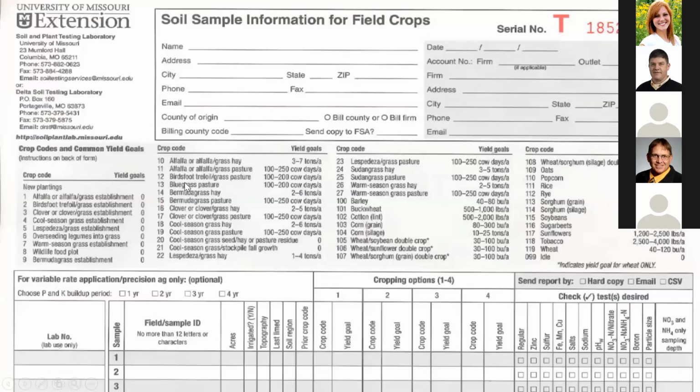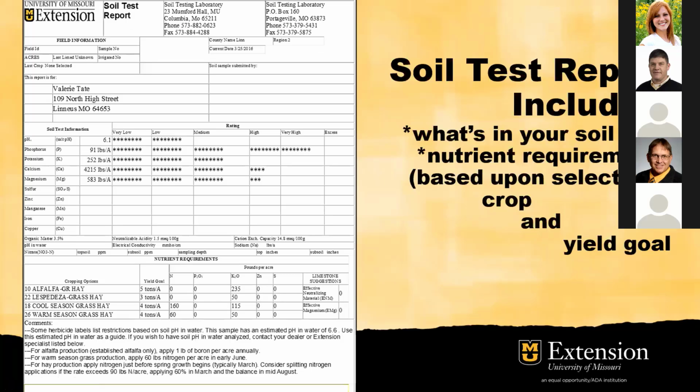Here's our normal soil fertility soil sample information sheet that you have to fill out. It includes your crop code and your yield goals that you have to send into the lab with your soil sample. When you get your results back, you're going to get a soil test report that looks similar to this.